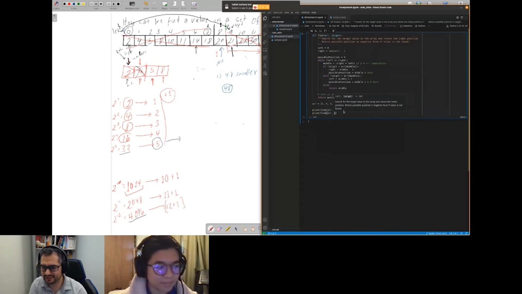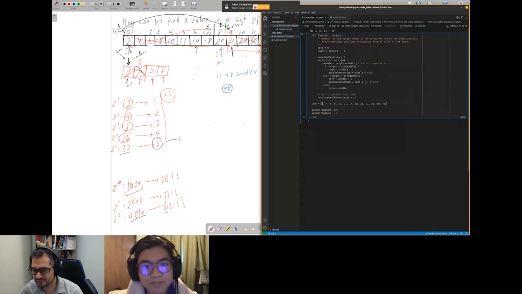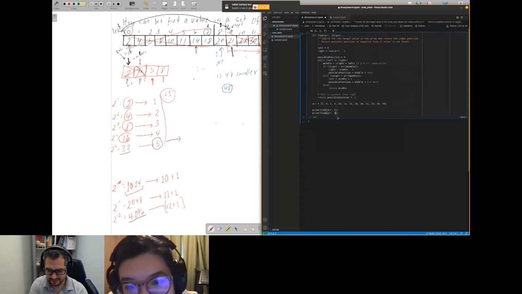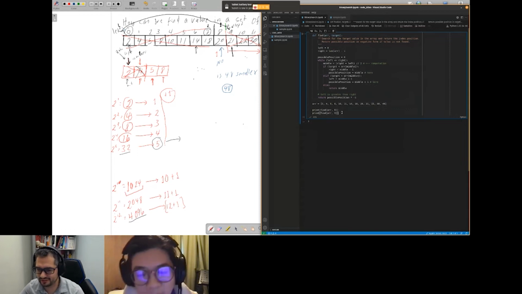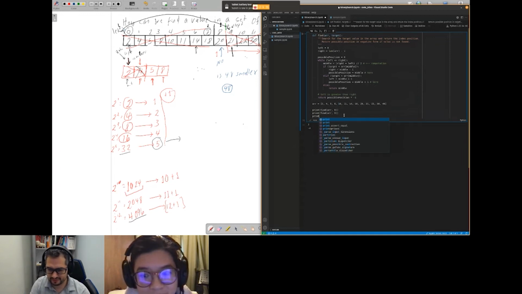And then one that is not there. What about 9? 9 is not there. So it would be 0, 1, 2, 3, 4. Yeah, 9 should be here. That makes sense. Let's try another one.